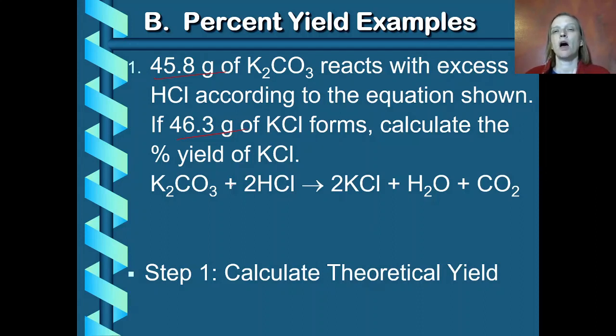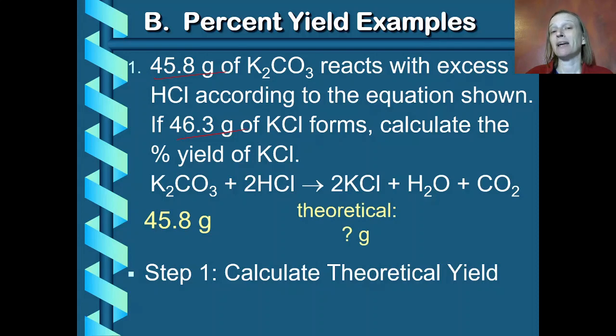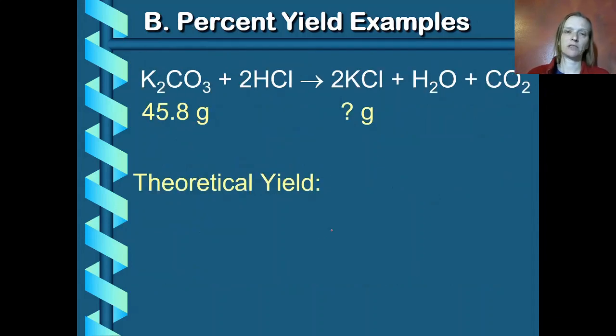So unknown, I'm wanting to calculate the percent yield of potassium chloride. So I don't know how much potassium chloride I'm expecting to get. That's what I'm trying to calculate. So my known value is 45.8 of the potassium carbonate, and I'm trying to calculate how much potassium chloride I'm expecting to get. So let's do this stoichiometry problem.